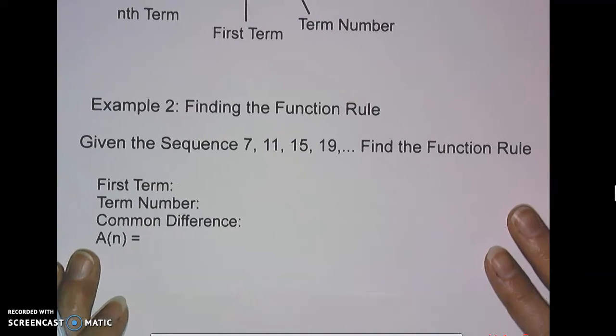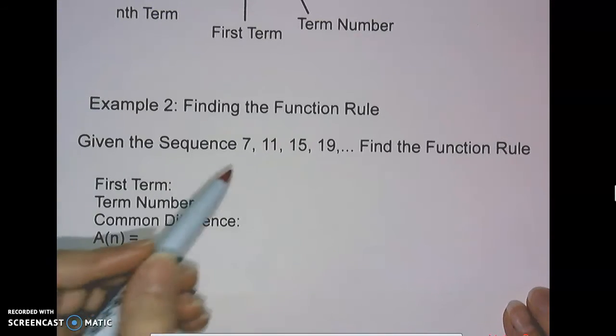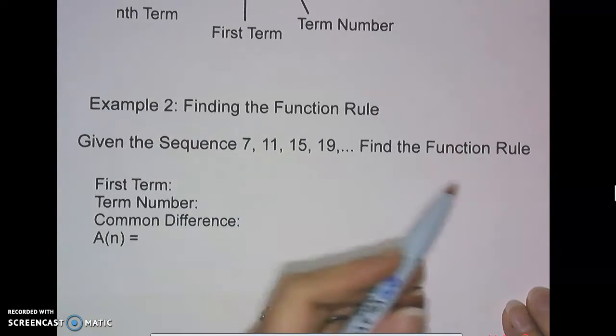All right, so let's put this into some practice. We're going to find the function rule. We're going to be given the sequence, and we're going to determine what the actual function rule for it is, knowing or figuring out first if it is arithmetic, because if it's not arithmetic, then we can't do this. Okay, so we have 7, 11, 15, and 19, and we're going to find the function rule.